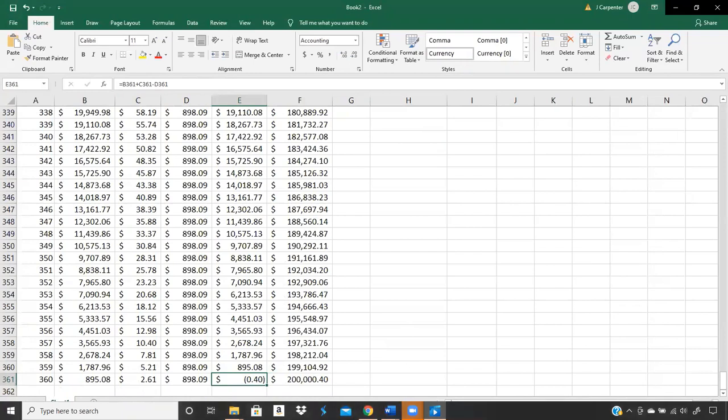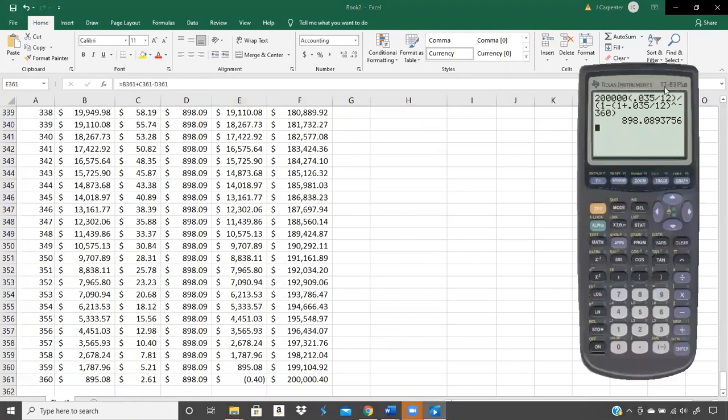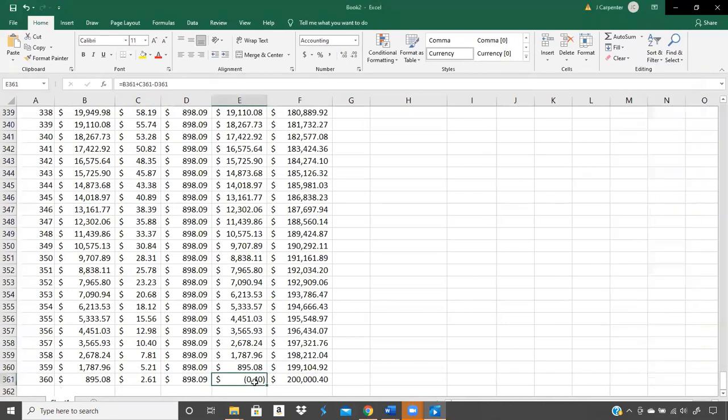You're supposed to be paying, to have this to happen in exactly 360 months, you would pay $898.08 and then 93756, what is that, like 10 thousandths of a cent, something like that. But no one's going to pay the 10 thousandths of a cent part. So with mortgages, typically you're either just a hair over or a hair under on that very last payment, but you can see that we have basically got it to zero balance.